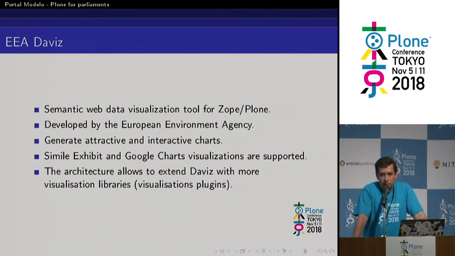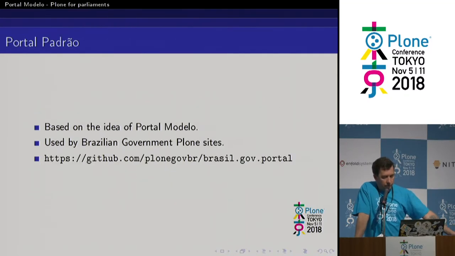I use the data visualization of the European Environment Agency. It's a semantic web data visualization tool for Zope and Plone. It's still supporting only Plone 4. They generate attractive and interactive charts. There are two visualizations supported, Simile Exhibit and Google Charts. And the architecture allows for new data visualization plugins. There's also a variation of the Portal Modelo that is called Portal Padrão, that's for the executive power of Brazil, okay, used by Brazilian government Plone sites.